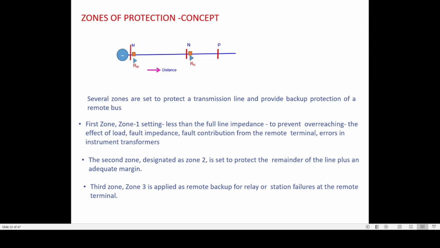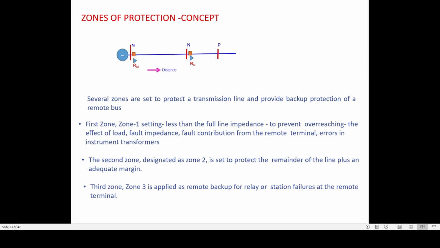These forward zones of protection are basically zone 1, zone 2, zone 3 as I designated, and zone 4 or zone 5 are as per various relay manufacturers, they are either using zone 4 or zone 5, but that doesn't mean that this is a different thing. Basically, there are 3 forward zones and 1 reverse looking zone in each and every numerical relay nowadays.